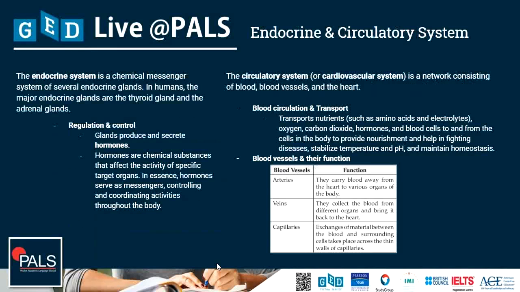Okay, next one, the endocrine system is a chemical messenger system of several endocrine glands. In humans, the major endocrine glands are the thyroid gland and the adrenal gland. There are a couple of more, which we'll see in a minute. Again, here, important functions are regulation and control. These glands produce and secrete hormones, and hormones are chemical substances that affect the activity of specific target organs. In essence, hormones serve as messengers controlling and coordinating activities throughout the body.